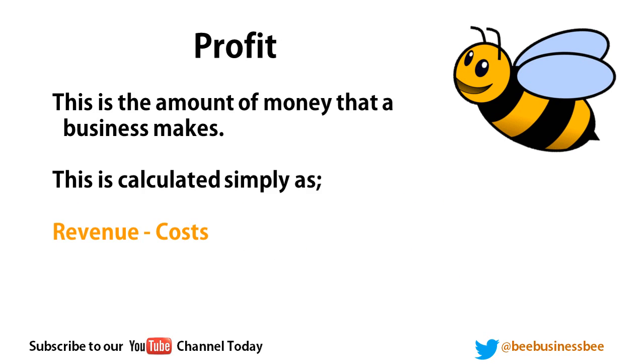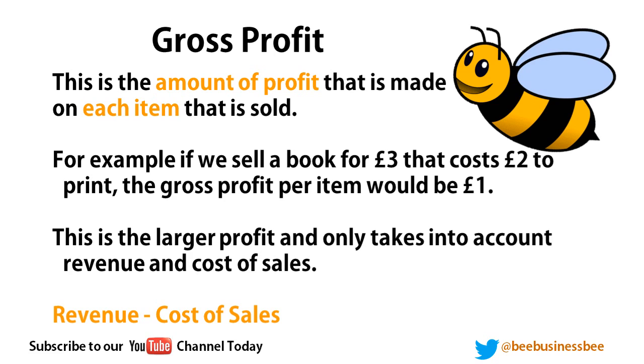Okay, move on to looking at profit. Now profit is the amount of money that a business makes. A simple formula to learn is revenue minus costs. Now there's 2 types of profit. Gross profit is what we call the largest profit. This is the biggest one you make.